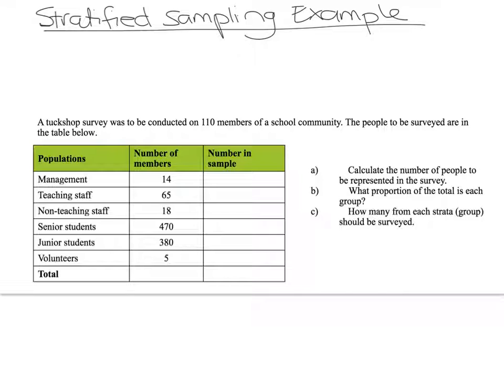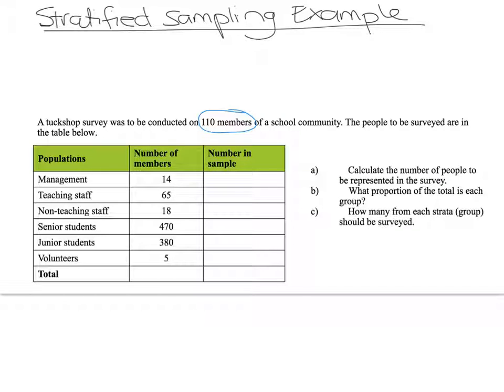Okay, so let's have a look at a stratified sampling example. In this question, a tuck shop survey was to be conducted on 110 members of a school community. The people to be surveyed are in the table below. You can see here these are the different populations: management, teaching staff, non-teaching staff, senior students, junior students, and volunteers. And we've got how many in each strata or each subgroup. Something important that we will note is that we want 110 members altogether. That's how many people they want to survey by the end.